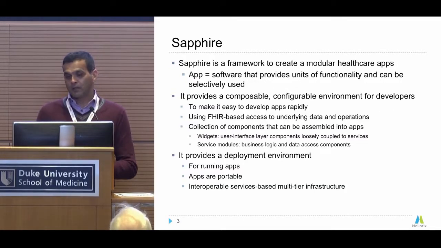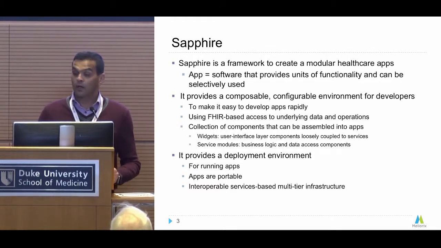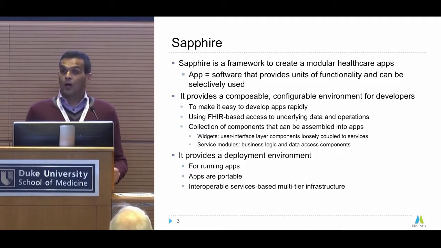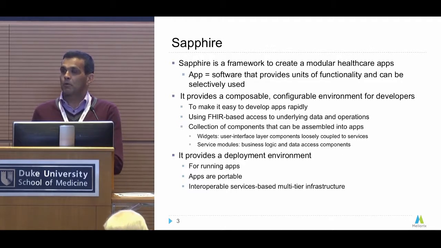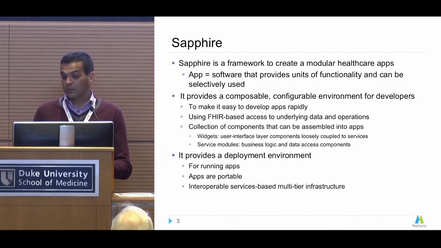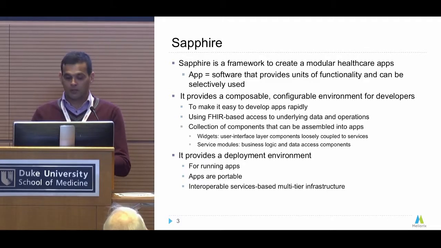Sapphire is a framework, a toolkit to create modular healthcare apps. These apps provide small units of functionality, like a decision support UI, an example of what Dr. Ken Kawamoto showed earlier, or something to support a particular workflow. Sapphire itself is the environment that lets you compose applications: drag and drop pre-built parts and compose them into something new. These parts can be UI widgets, or they can be services. Sapphire is also a runtime environment, so once you build that app, you can deploy it and run it right away. And these apps are portable across different EHRs.